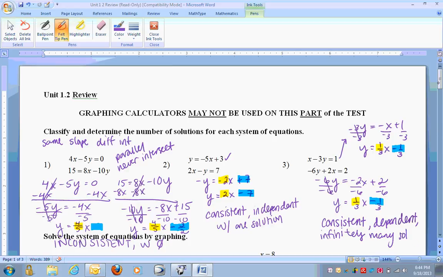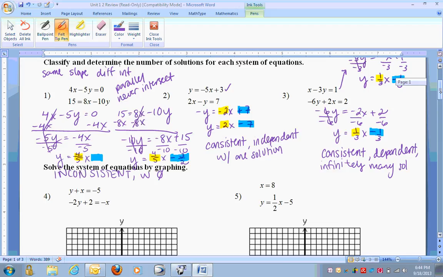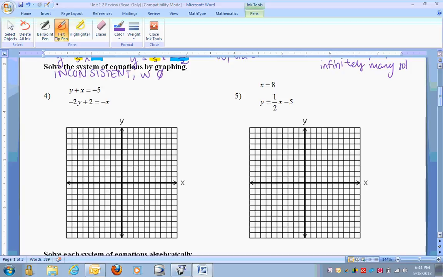Alright, so now let's move on to the next type of problem that will be seen on your test, which is graphing the equations. So once again, I like to get this in slope-intercept form, but if you choose to graph by your intercepts, that's fine also. So I'm going to change this to be y equals negative x minus 5. And I'm going to change this one. I need to move the positive 2 over, so it's negative 2y equals negative x minus 2. And then I can divide both sides by negative 2, so I get y equals 1/2 x plus 1.